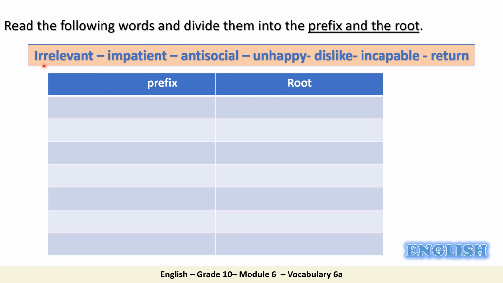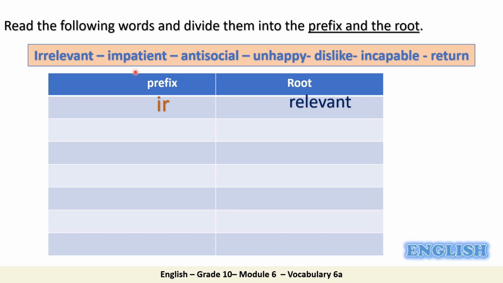So let's start with the word irrelevant. For example, what is the prefix here? So it is ir, and the root of the word is relevant. So ir is the prefix and the root is relevant. Now I would like you to pause the video and think of the other words. How can we divide them into the prefix and the root?